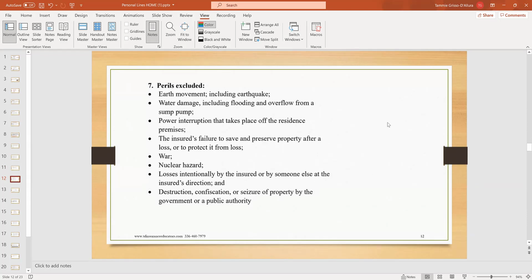Now, we're going to talk about perils a little bit later, like fire and lightning and theft and all of those types of perils. But some of your perils that are just going to be excluded and not covered at all is your earth movement, which means earthquake. Any type of water damage, which includes flooding. What we're going to find out about flooding is that we have to put this in a separate policy. Flood is going to be a separate policy.